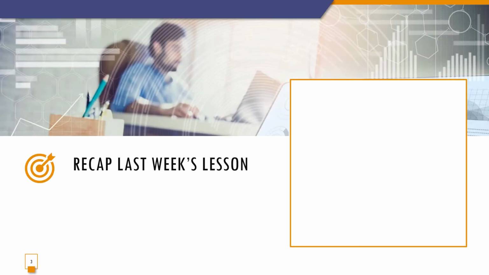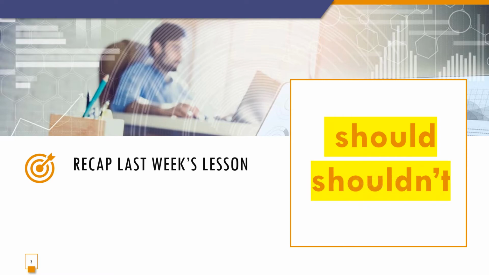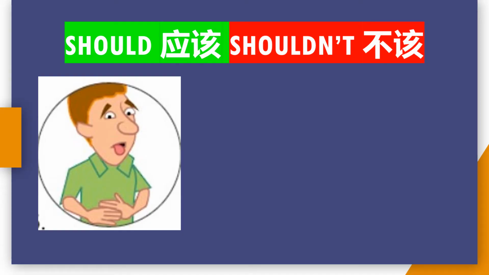Okay, so let's begin. The first one, we are recapping last week's lesson about should and shouldn't. What is should? I forgot how to say it. Let me check. Should is 应该 and shouldn't is 不该. I think. I'm sorry, I'm not very good at Mandarin.